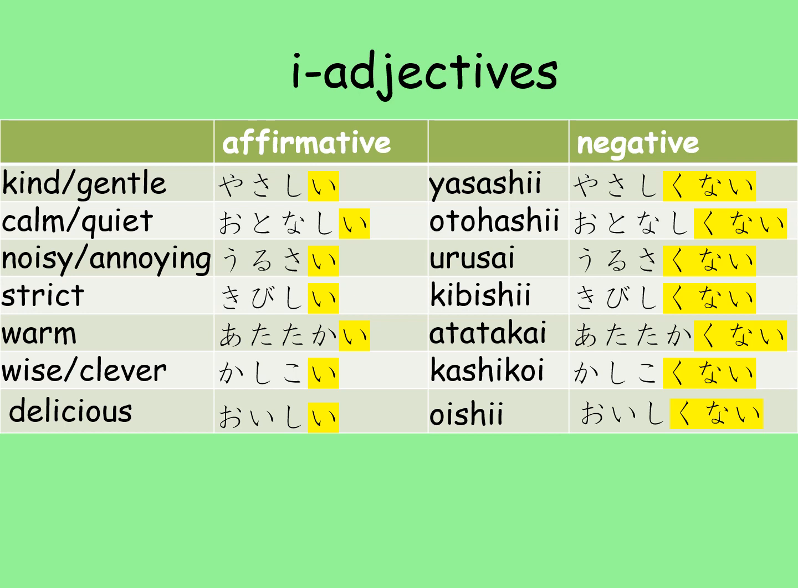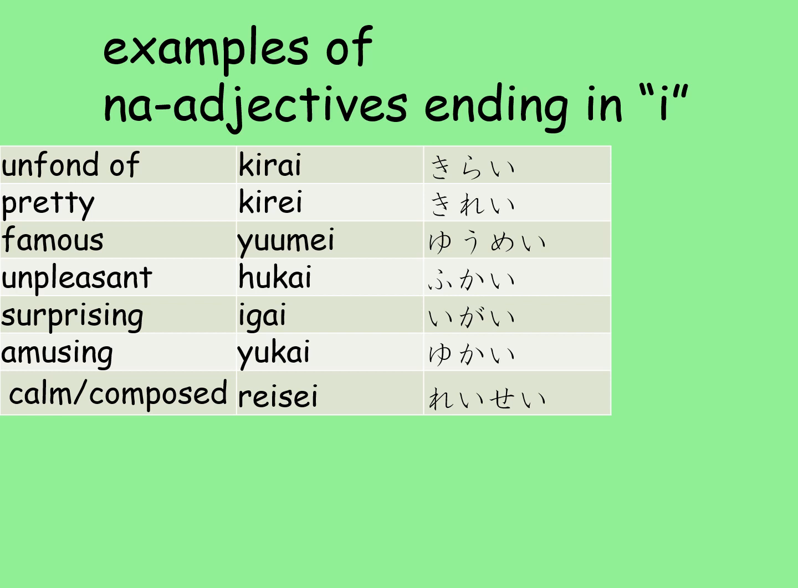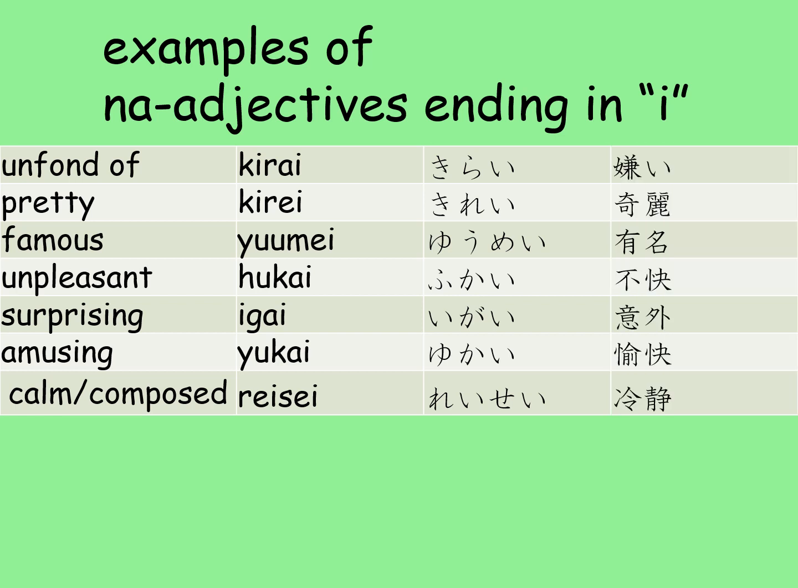However, while all I adjectives end in い, not all adjectives ending in い are I adjectives. Unfortunately, there are a few na adjectives that end in い, but there aren't too many of them. Also, if you learn how to write words in kanji, it becomes easier to distinguish these い-ending na adjectives from I adjectives. Because most of these na adjectives are written fully in kanji without any hiragana, except for the word きらい, which means I don't like.